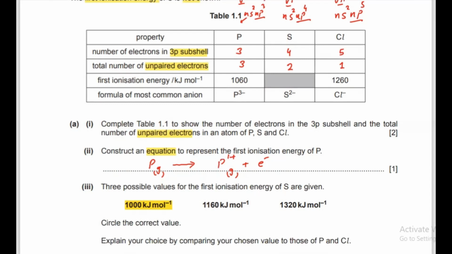Now, the possible values for the first ionization energy of sulfur are given. So these are some values. Circle the correct value and then explain your choice. If we look at the graph of the ionization energy of the elements of period 3, the general graph is like that. For example, this is sodium, then magnesium, aluminium, silicon, phosphorus, then sulfur, chlorine and argon. So this is the general representation of the graph of the first ionization energy of period 3 elements.